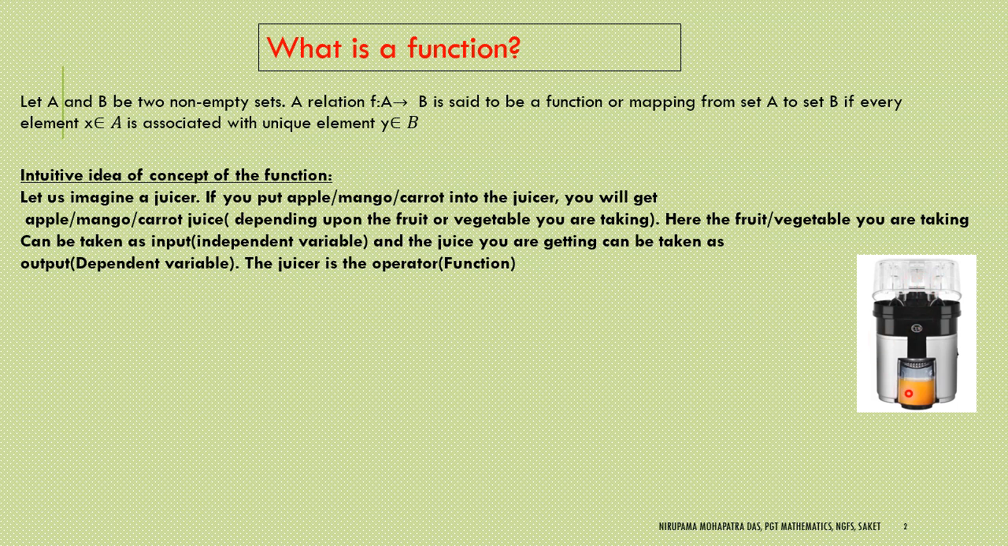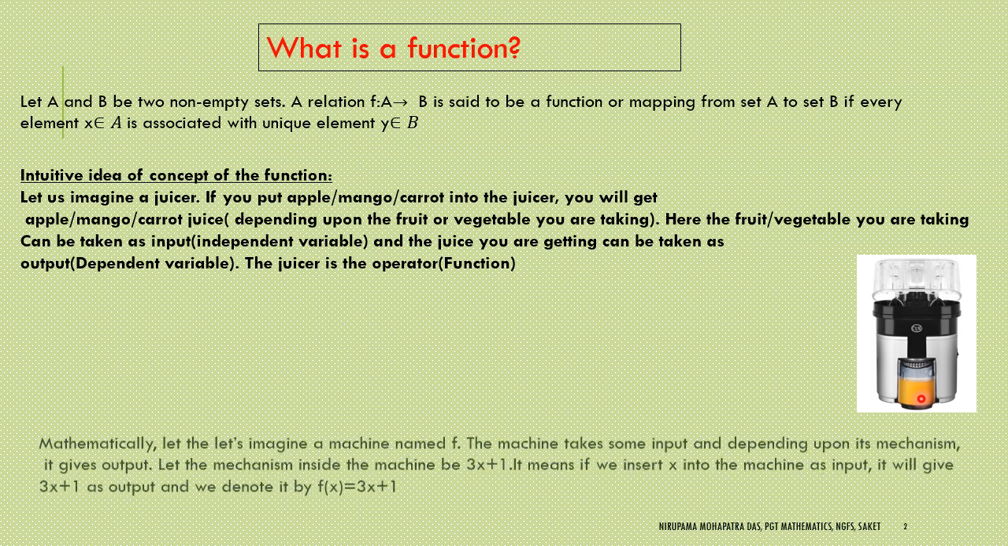So the juice we get can be taken as the output or dependent variable, and the mechanism going on inside, the juicer, is the operator, or you can say it is the function. So function can be taken as an operator, the input we put is the independent variable, and the result we get is the output, which is the dependent variable.